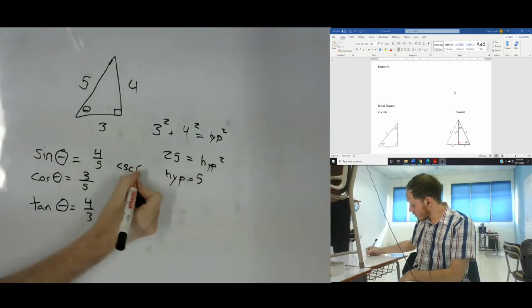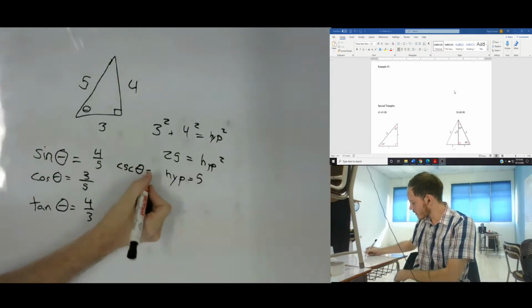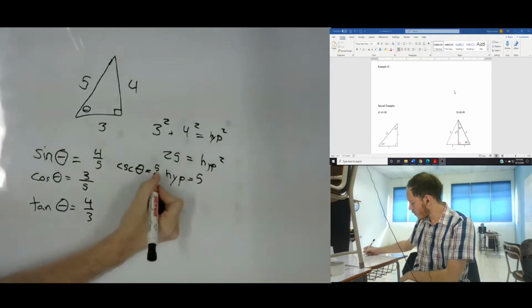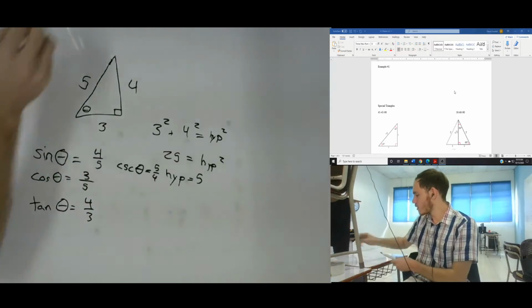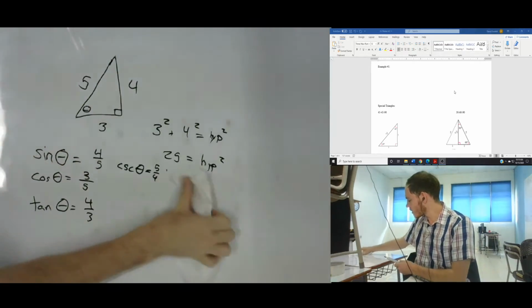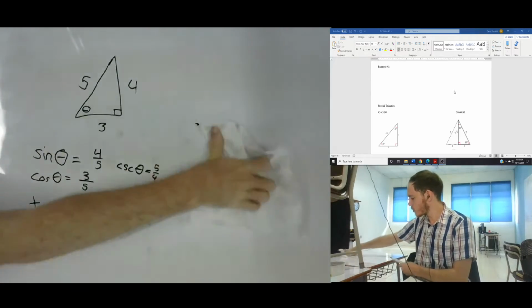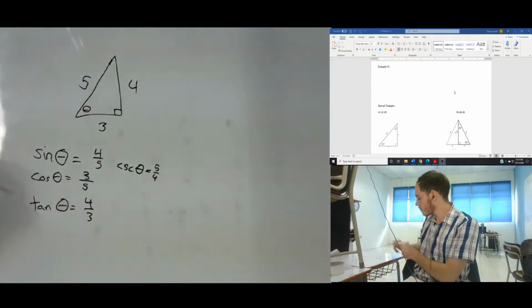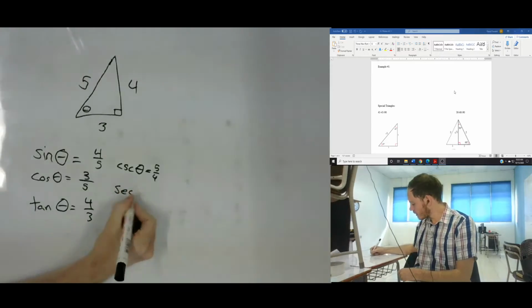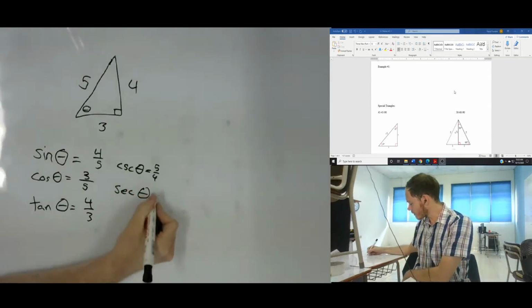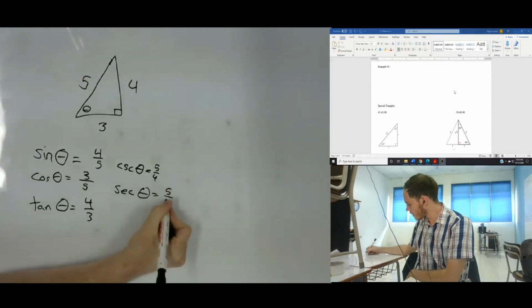Cosecant is going to just be the opposite of this, so it's going to be 5 over 4. We're just going to erase this stuff because if you haven't gotten it by this point, you can always pause the video and go back. Secant is going to be the opposite of this, so 5 over 3.